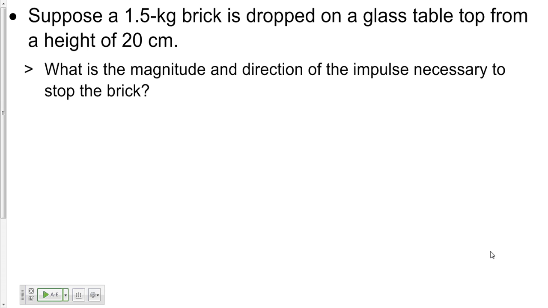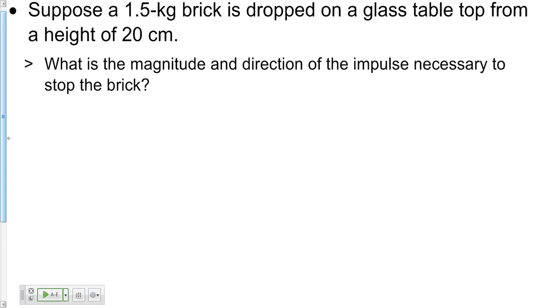All right, suppose you've got a 1.5 kilogram brick dropped on a glass top from a height of 20 centimeters. What is the impulse necessary to stop the brick?